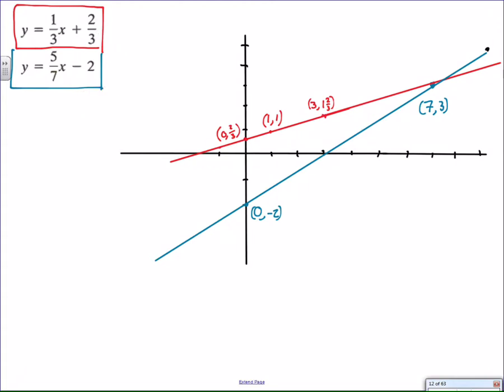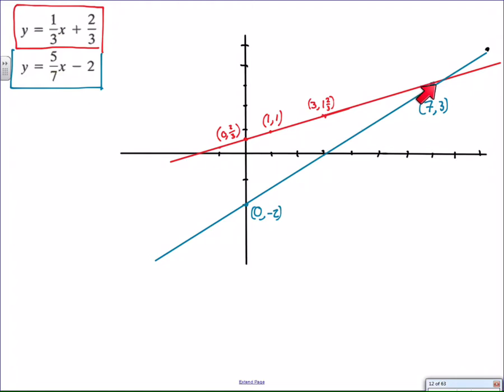So what is a solution to a system? It would be an XY combo that makes the top equation true while also making the bottom equation true. Notice (0, 2/3) is a solution to the red line. But if I put in 0 for x in the second equation, the y is equal to -2, not 2/3. So when x is 0, we do not have a solution to the system because we end up with different solutions for both lines. However, it appears as though the two lines intersect at the point (7, 3).